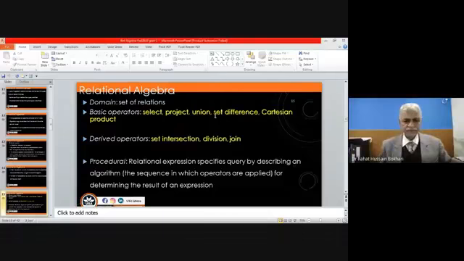So the relational algebra is procedural. So we have to specify the query and describe it with the help of an algorithm, and the sequence in which all these operators should be operated and applied in order to get our final results.